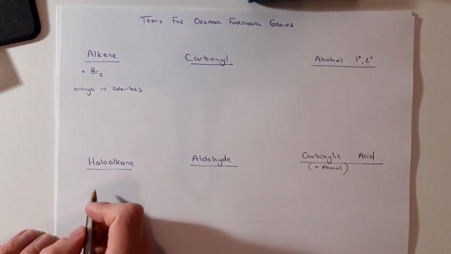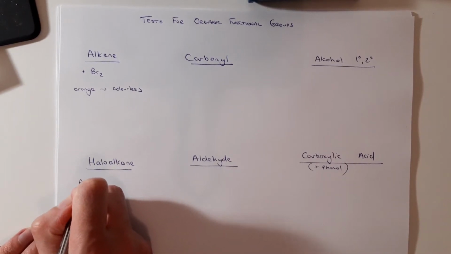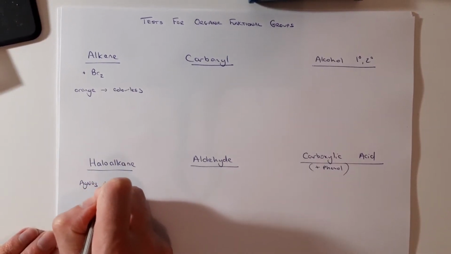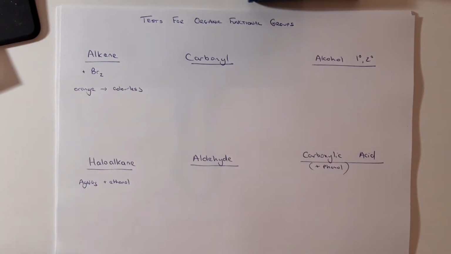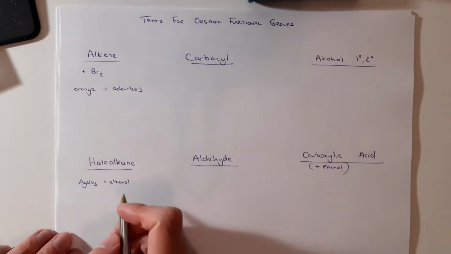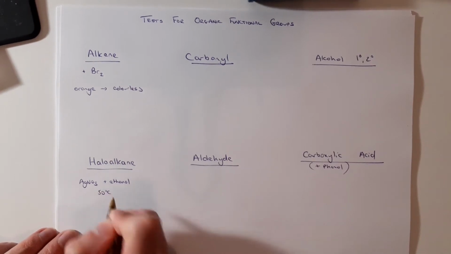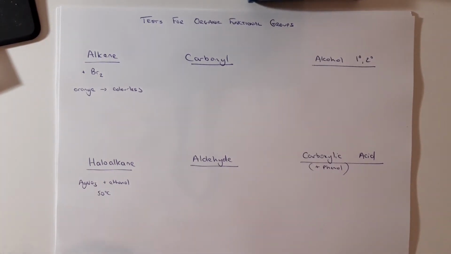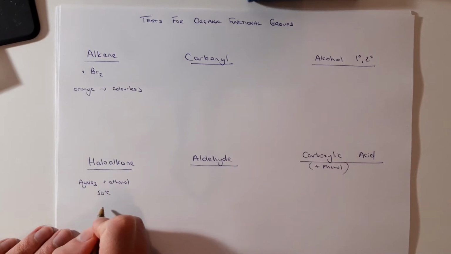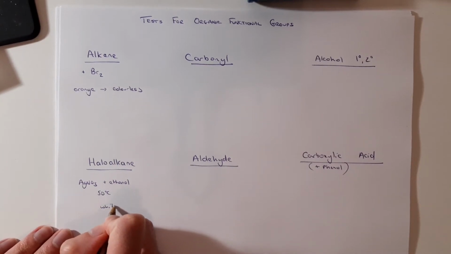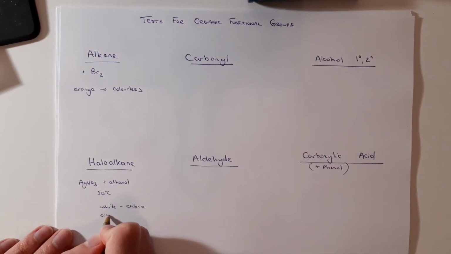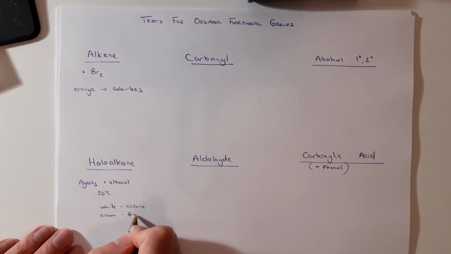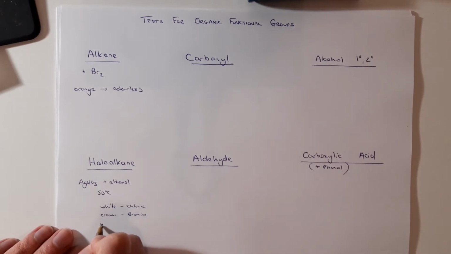For a haloalkane, we're going to add silver nitrate and some ethanol. The ethanol substitutes the halide ion. If we do it at 50 degrees Celsius, that'll then combine with the silver to form a precipitate. Now, if that precipitate is white, we have chlorine. If it's cream, we have bromine. And if it's yellow, we have iodine.